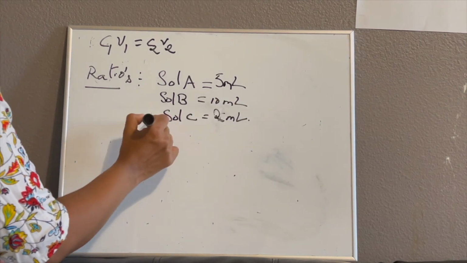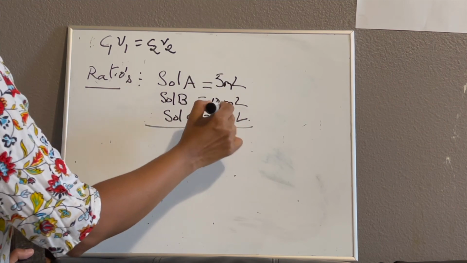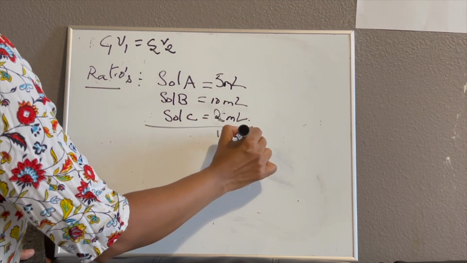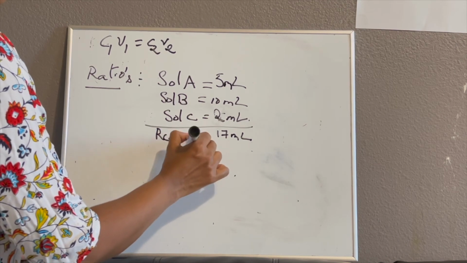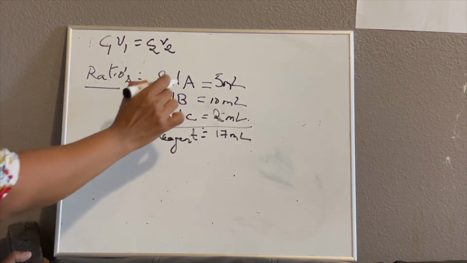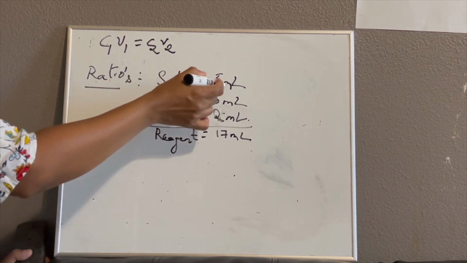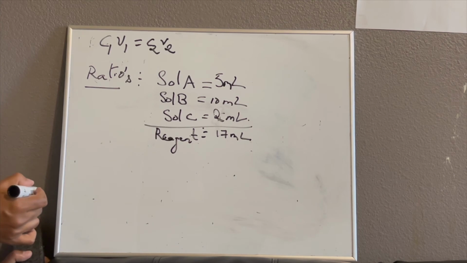So if you mix all the solutions, it will be 17 ml. So this would be the reagent. So we have to mix the different solutions in these different ratios so that we get a final volume of 17 ml.